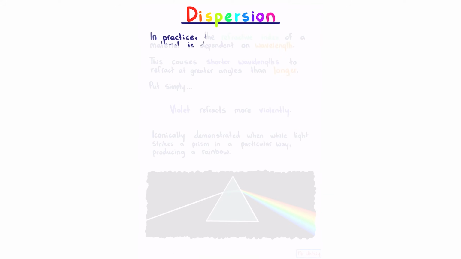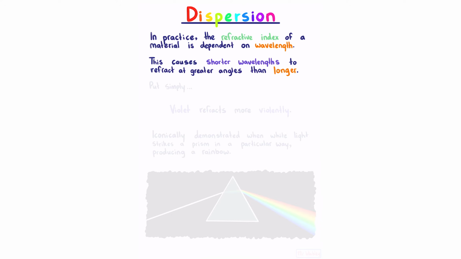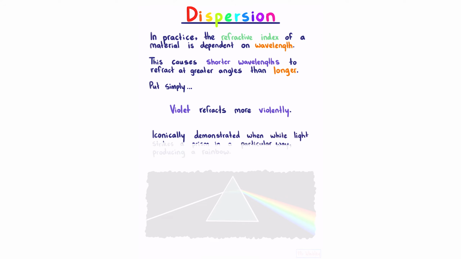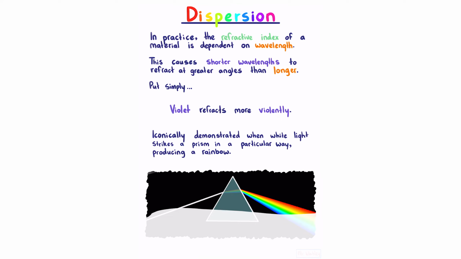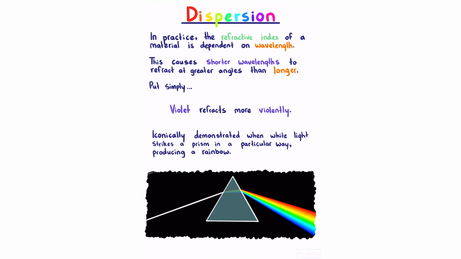Dispersion. In practice, the refractive index of a material is dependent on wavelength. This causes shorter wavelengths to refract at greater angles than larger. Put simply, violet refracts more violently. This is iconically demonstrated when white light strikes a prism in a particular way, producing a rainbow. As you can see, we have our shorter wavelengths refracting at a larger angle than our larger wavelengths. It should be noted that this is the opposite relationship to diffraction.